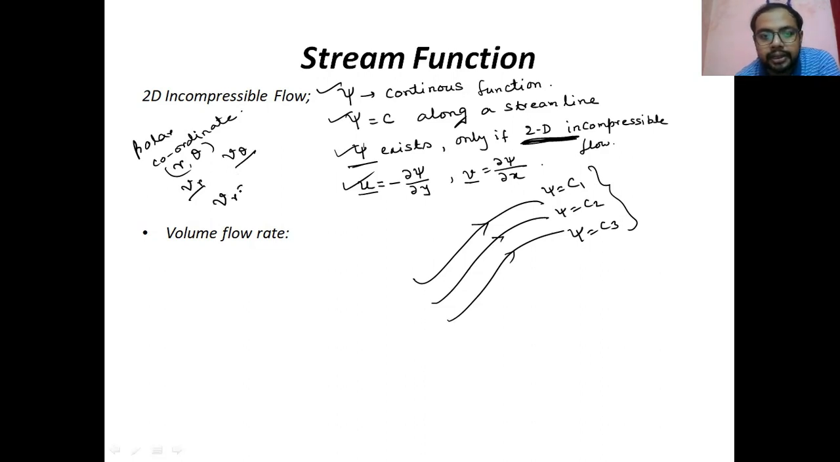So vr in that case is minus del psi by r del theta, and v theta is del psi by del r. In this way, the same thing in cylindrical polar coordinates, vr and v theta we are taking. One example we will see later regarding polar coordinates. But what is the physical significance of the stream function? How is it related to the volumetric flow rate? This we'll see now.